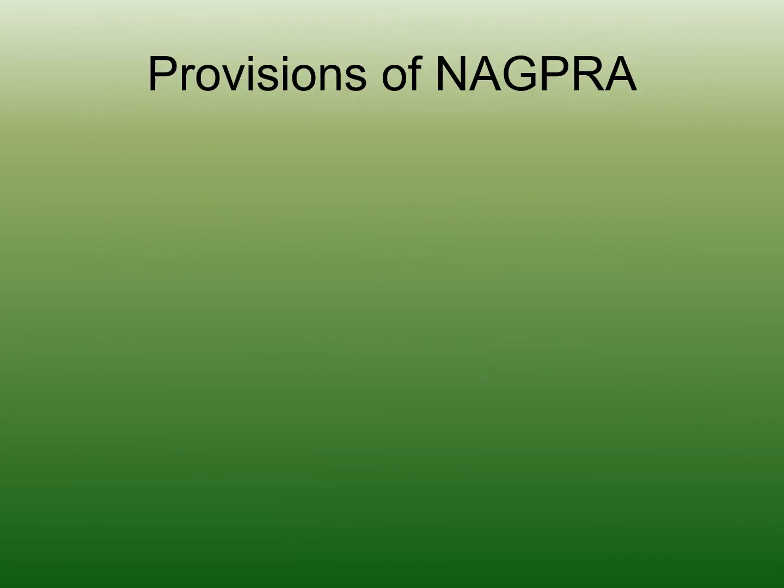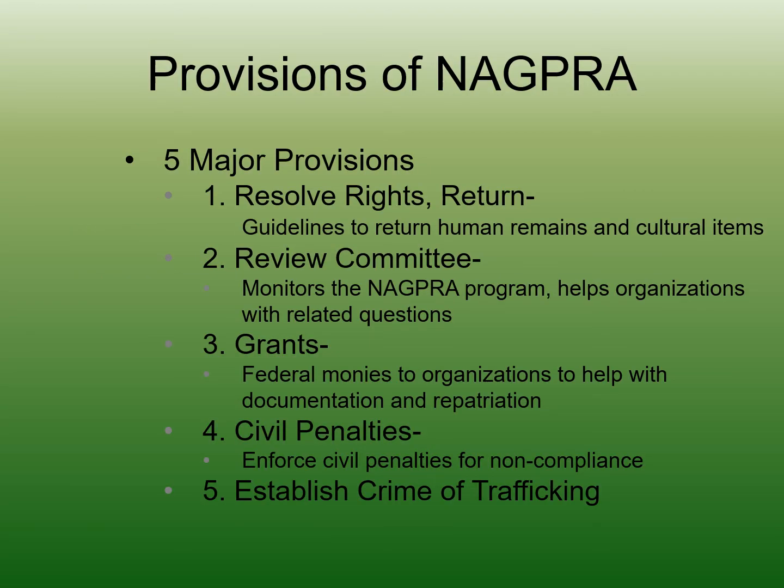There are 5 major provisions of NAGPRA. The first is to resolve the right and to return: these are the guidelines to return human remains and cultural items. There's also a review committee, which monitors the NAGPRA program and helps organizations with related questions to the process. There's a grant as a provision, which is federal monies to organizations to help with documentation and repatriation of human remains. There are also civil penalties, which can be enforced for noncompliance in the form of fines and things like that. And it's to establish the crime of trafficking in human antiquities.